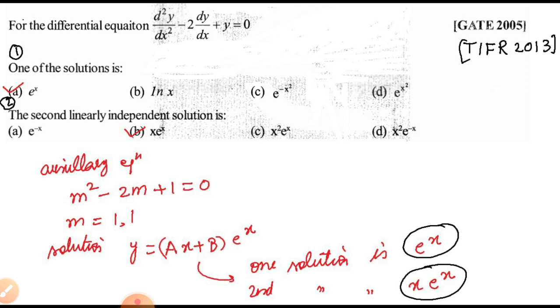So here we are using that the solution will be y equals (ax plus b) into e to the power x. Here two solutions are asked. One solution will be e to the power x, with b as a constant, and another solution will be ax into e to the power x, that is x e to the power x. So two solutions are: one solution is e to the power x and another solution is x e to the power x. These will be the two solutions of this differential equation.